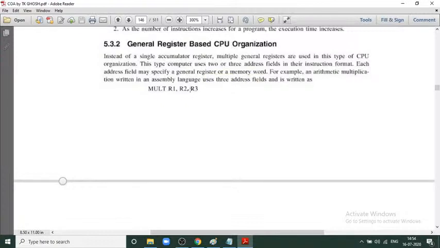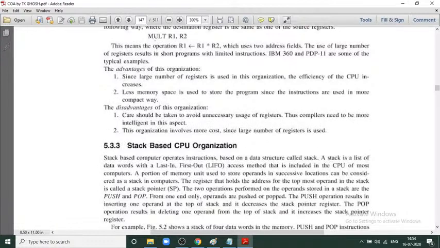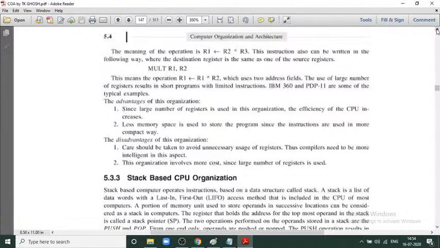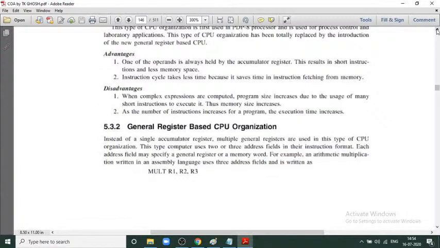So MULT R1, R2, R3 supports 3 addresses, whereas MULT R1, R2 supports 2 addresses, one for the R1 register address and one for the R2 register. So these instructions are known as 2 address and 3 address instructions. This instruction is known as a 3 address instruction, and the latter one is known as a 2 address instruction. Okay, each address field may specify a general register or a memory word.